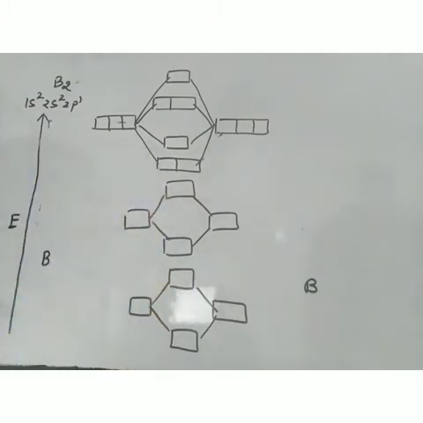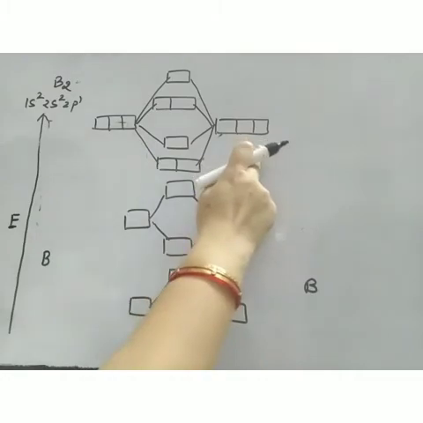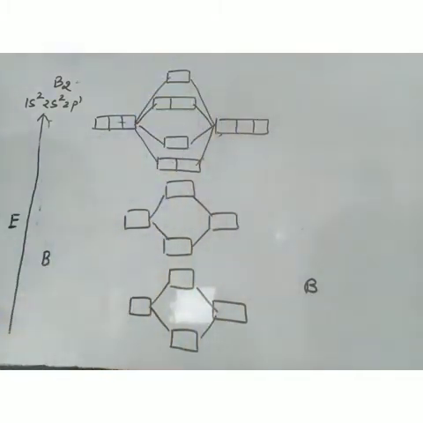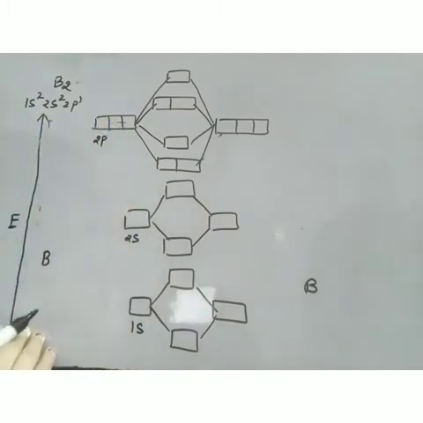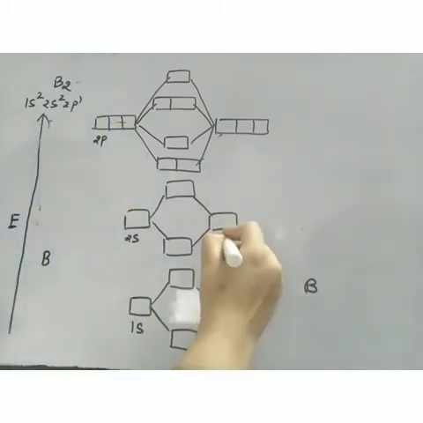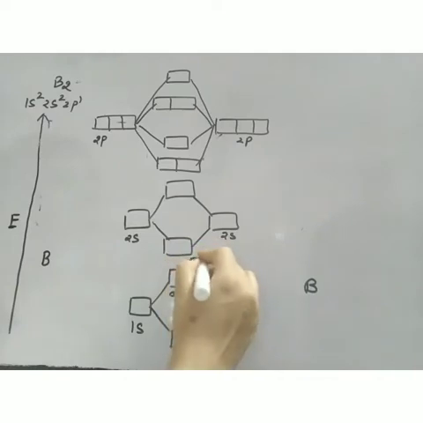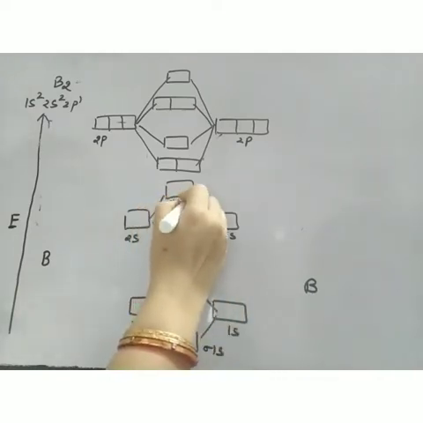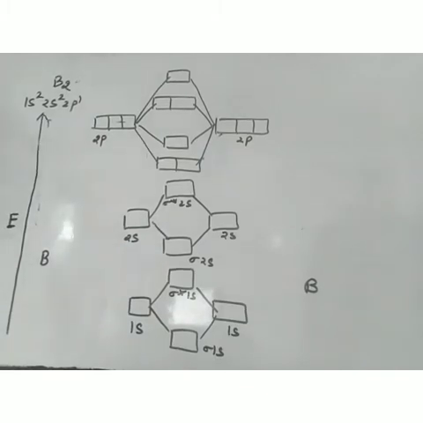Why is the diagram of 2p like this? Because there are 3 p orbitals: 2px, 2py and 2pz. 3 here, 3 here, so a total of 6 will be formed. This is 1s, this is 2s, and this is 2p. This is 1s, this is 2s, and this is 2p. Now it will be sigma 1s, sigma star 1s, and sigma 2s, sigma star 2s. There is no problem in writing these, but how to write for 2p?